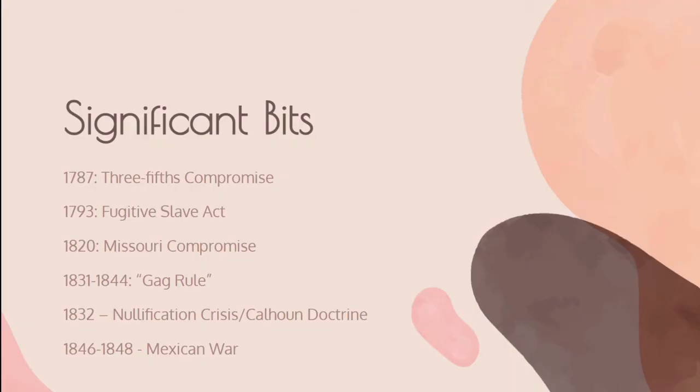Then in 1793, they made the Fugitive Slave Act. We talked about that a bit earlier, where if a slave had escaped, the person was required to return the slave back to his owner, almost like if you had a lost dog and you had to return that dog back to its owner. 1820, Missouri Compromise.